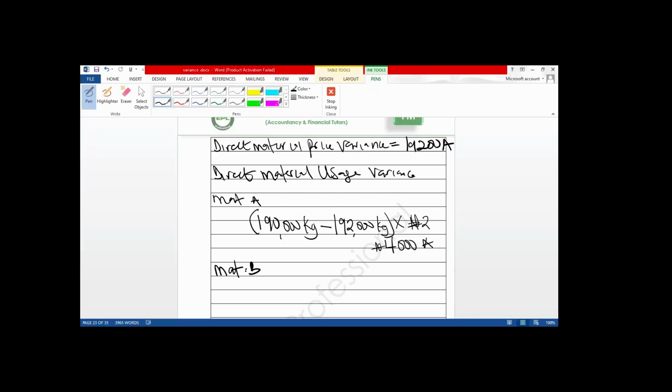Management said to produce one standard, you require 5 kg of material B. That means if I produce 19,000 actual, I'm supposed to use 95,000 kg of material B. Actual material B used, 96,000 kg, multiplied by the standard price. For material B, 10 naira.